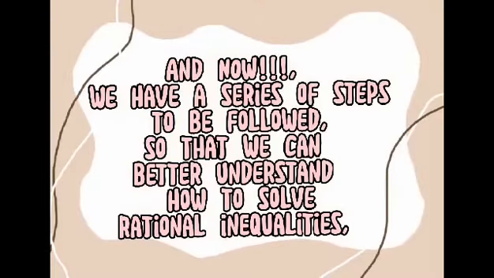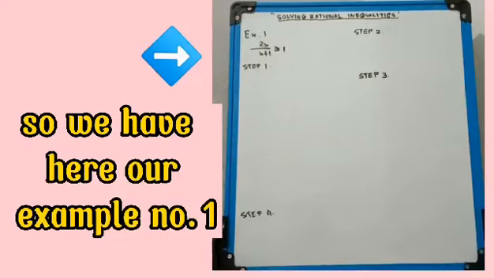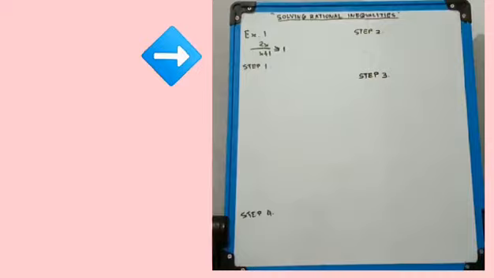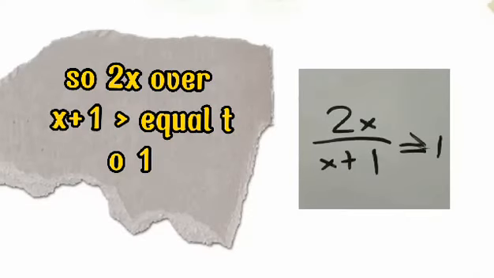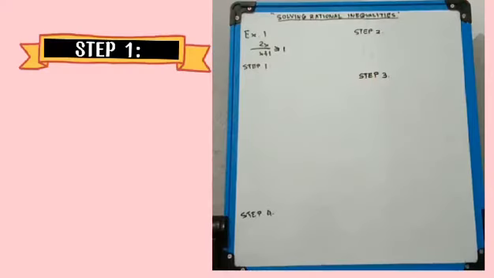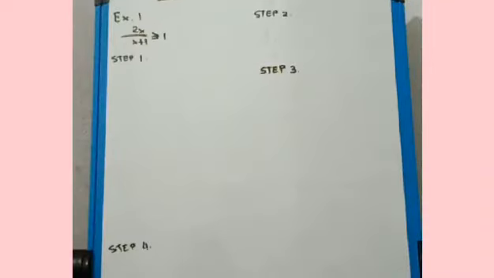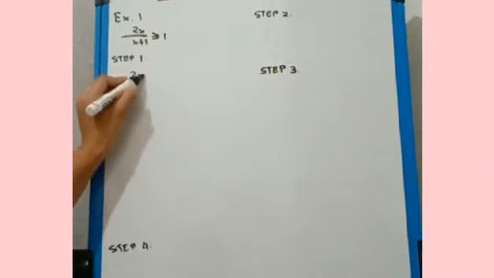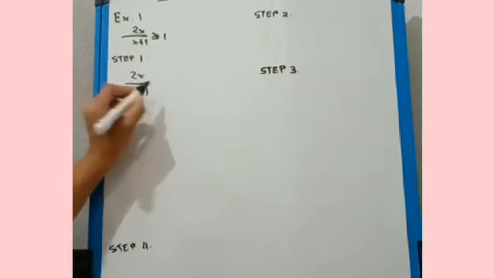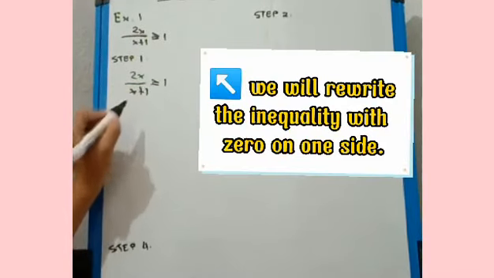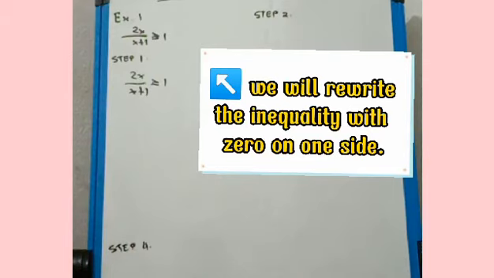Now, we have a series of steps to be followed so that we can better understand how to solve rational inequalities. So we have here our example number 1: 2x over x plus 1 is greater than or equal to 1. Step 1 is to rewrite the inequality as a single rational expression. We will rewrite the inequality with 0 on one side.